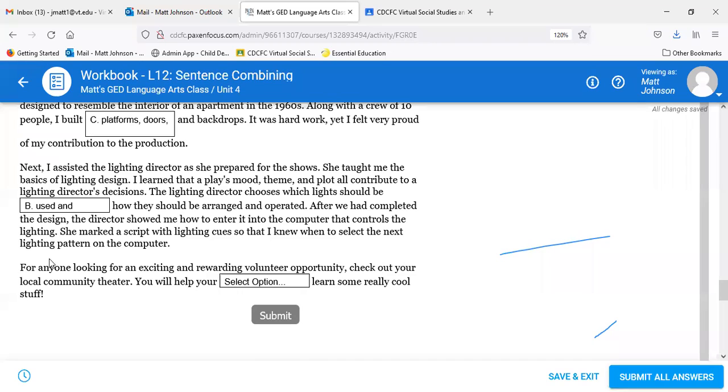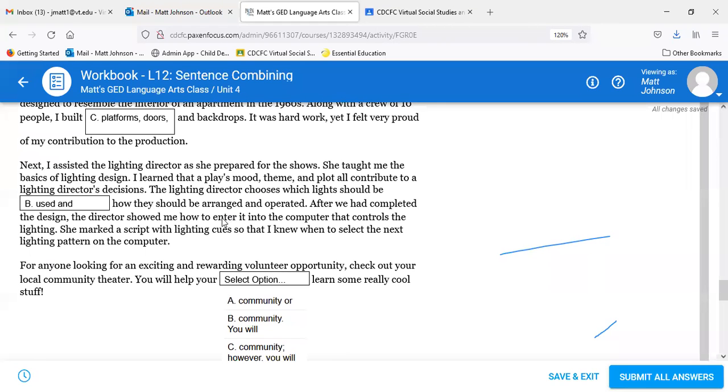"After we had completed the design, the director showed me how to enter it into the computer that controls the lighting. She marked a script with lighting cues so that I knew when to select the next lighting pattern on the computer. For anyone looking for an exciting and rewarding volunteer opportunity, check out your local community theater. You will help your community learn some really cool stuff."